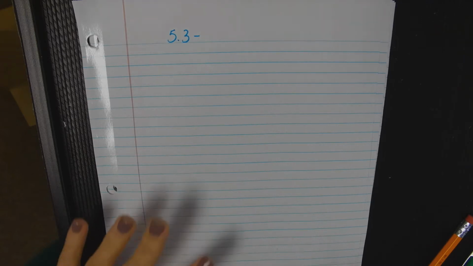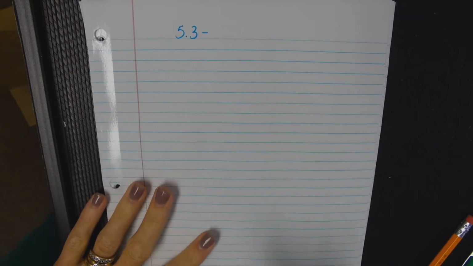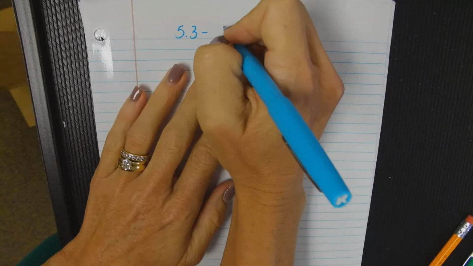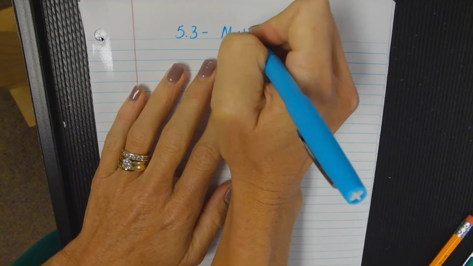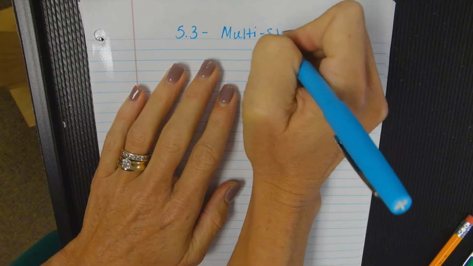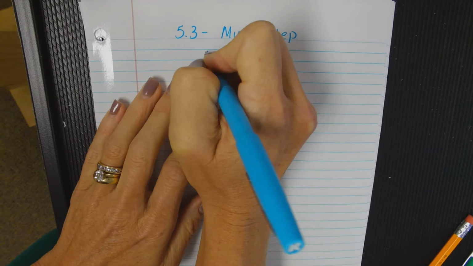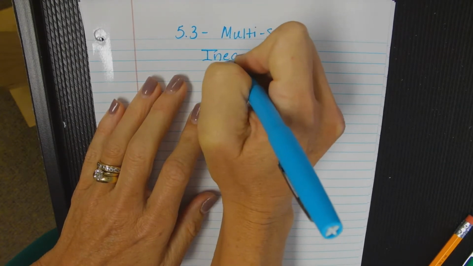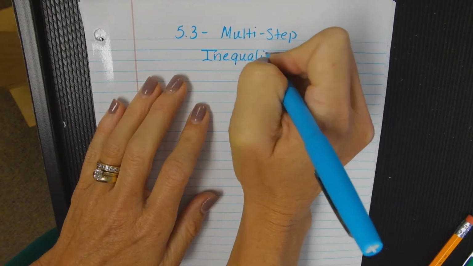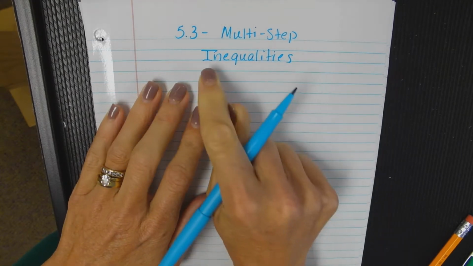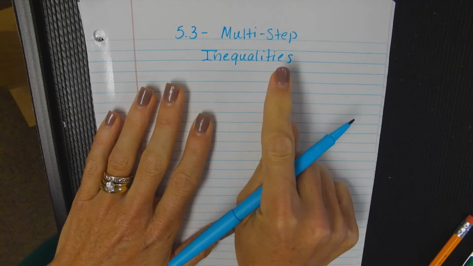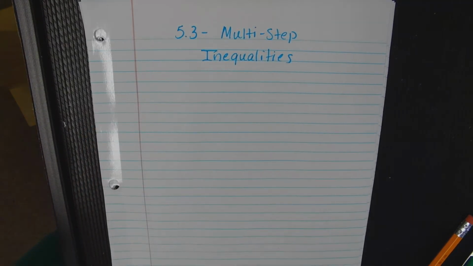5.3. Note section, new page. It's been a while since we've done this. Multi-step. Multi means many. One word I know I can't spell because I've typed it a million times the past few days is inequalities. I constantly misspell it.